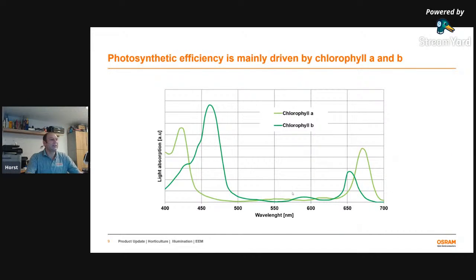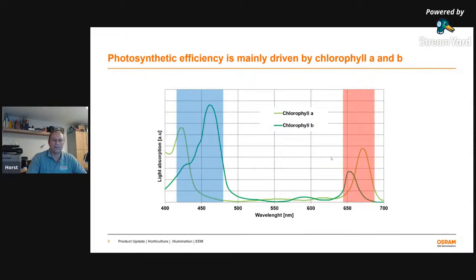So what are the most important curves? The most important curves are, of course, chlorophyll A and B. This is what drives photosynthesis and gives the plant the energy. And here you can see you can address photosynthesis either by blue light in the range of 450 nanometers or by red light in the range of 660 nanometers.